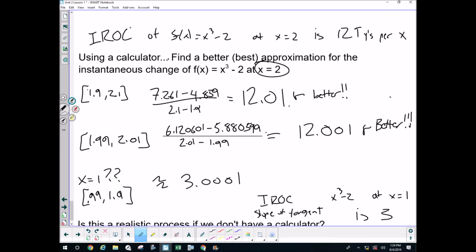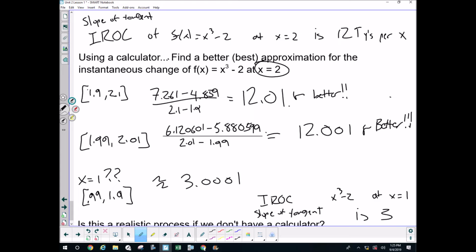And I said that the instantaneous rate of change, or the slope of the tangent, or the derivative at 2 is 12. Okay, cool. Guess why I'm not taking that much time to make sure you guys know how to do this? Because you don't have calculators, and because in the 1600s, mathematicians understood the concept of this, but they couldn't do what you just did.